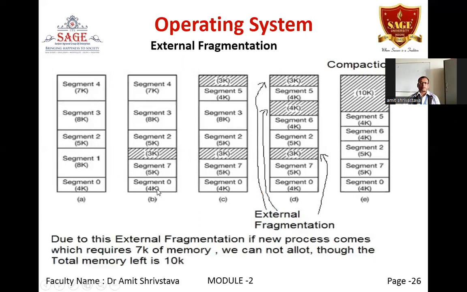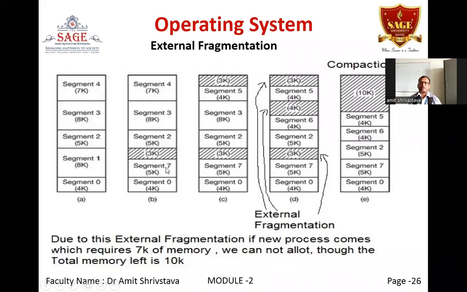Okay, so first of all, let us look at this diagram. I've got these 1, 2, 3, 4, 5 processes at present in the main memory, and their sizes are also mentioned. Segment 4 requires 7K of space, segment 3 requires 8K of space, and so on. After some time, let us assume segment 1 finishes its execution. So this 8K of space will be freed up.